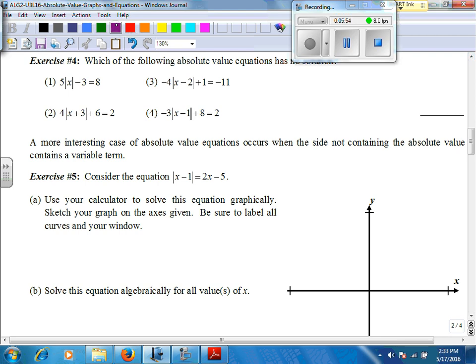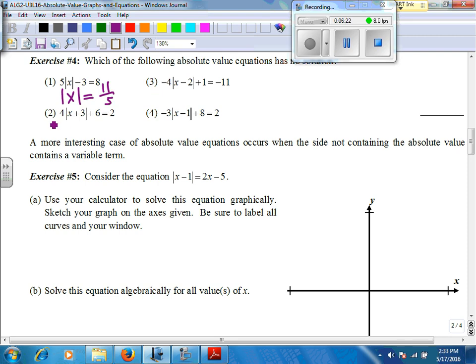But you don't have to actually do that. What we are going to do is get all of these so that the absolute value is by itself. So in number 1, we would add 3, get 5 times the absolute value of x equals 8 plus 3, which is 11. And then we would divide by 5, so that would give us absolute value of x is equal to 11 divided by 5. We'll come back to that.